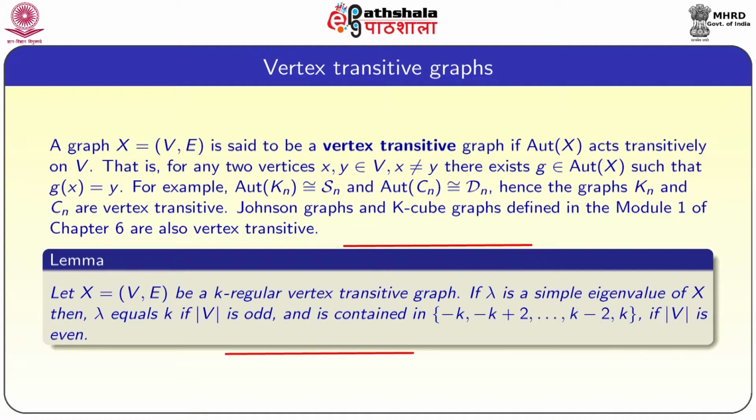So, for a k-regular vertex transitive graph, vertex transitive already means it is regular, but we are specifying it is k-regular. If lambda is a simple eigenvalue of A, then we are specifying what its value is. It is going to be one of these only. But this is possible only if mod V is even. That means, if mod V is odd, then lambda is exactly equal to k. If mod V is even, then lambda is one of these values: -k, -k+2, and so on, k-2, k.